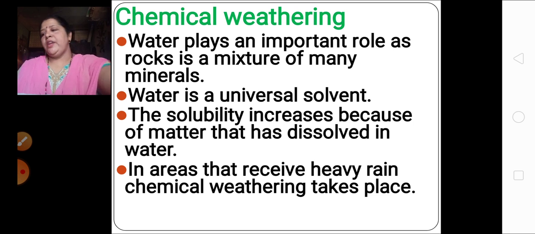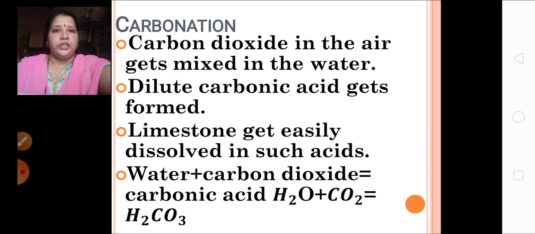Next we are going to learn that weathering occurs in the following ways. Here we are going to talk about chemical weathering. The chemical weathering occurs in the following ways. Which are the ways? First one is carbonation.